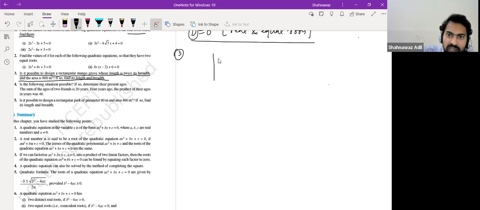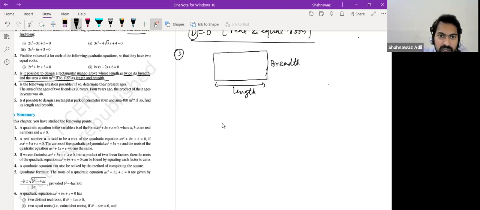Yes, so you define a rectangle by its length and then by its breadth. So this is two-dimensional, right, Shaima? Yes, sir. And this is the area of this rectangle, and it is given as 800 meters square.